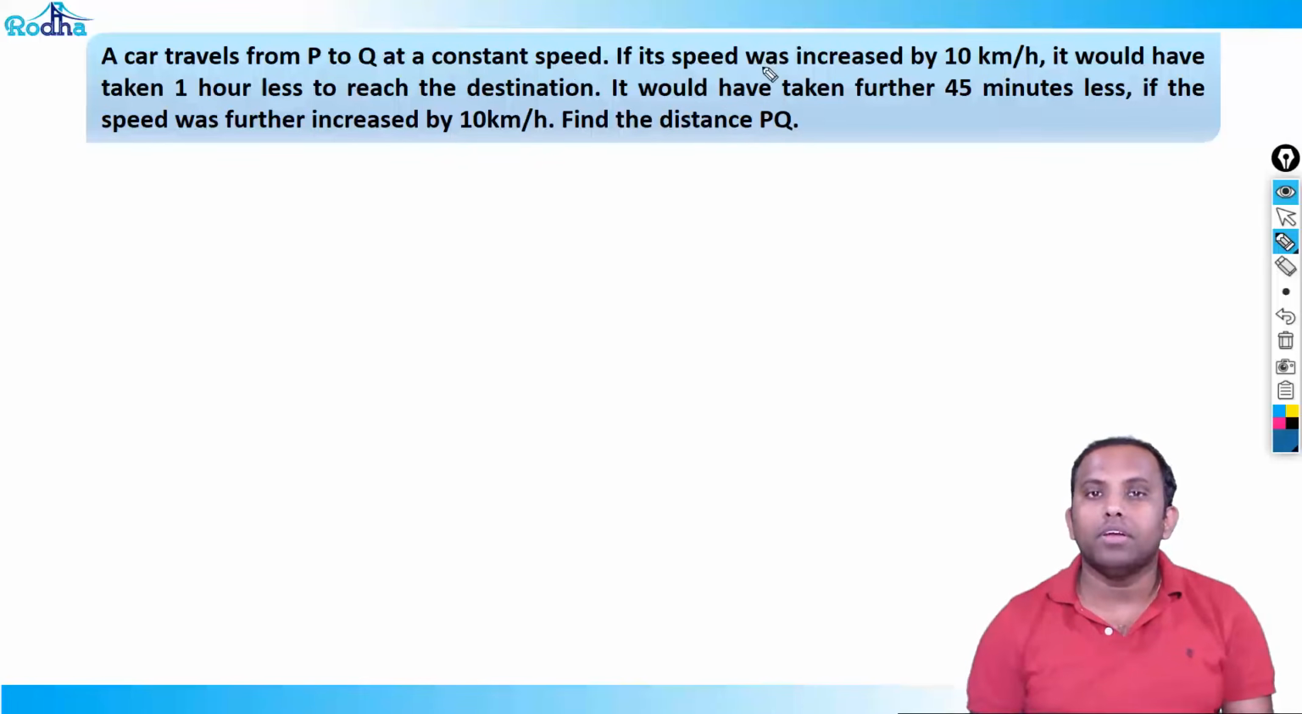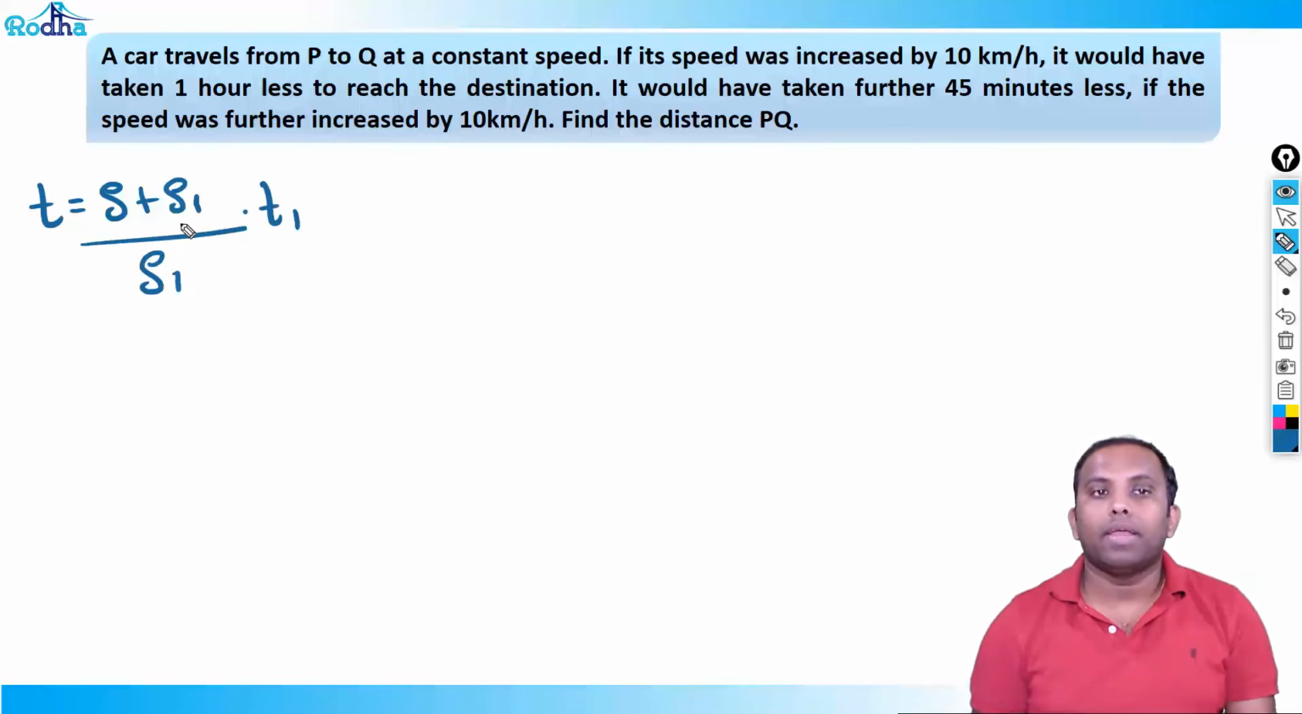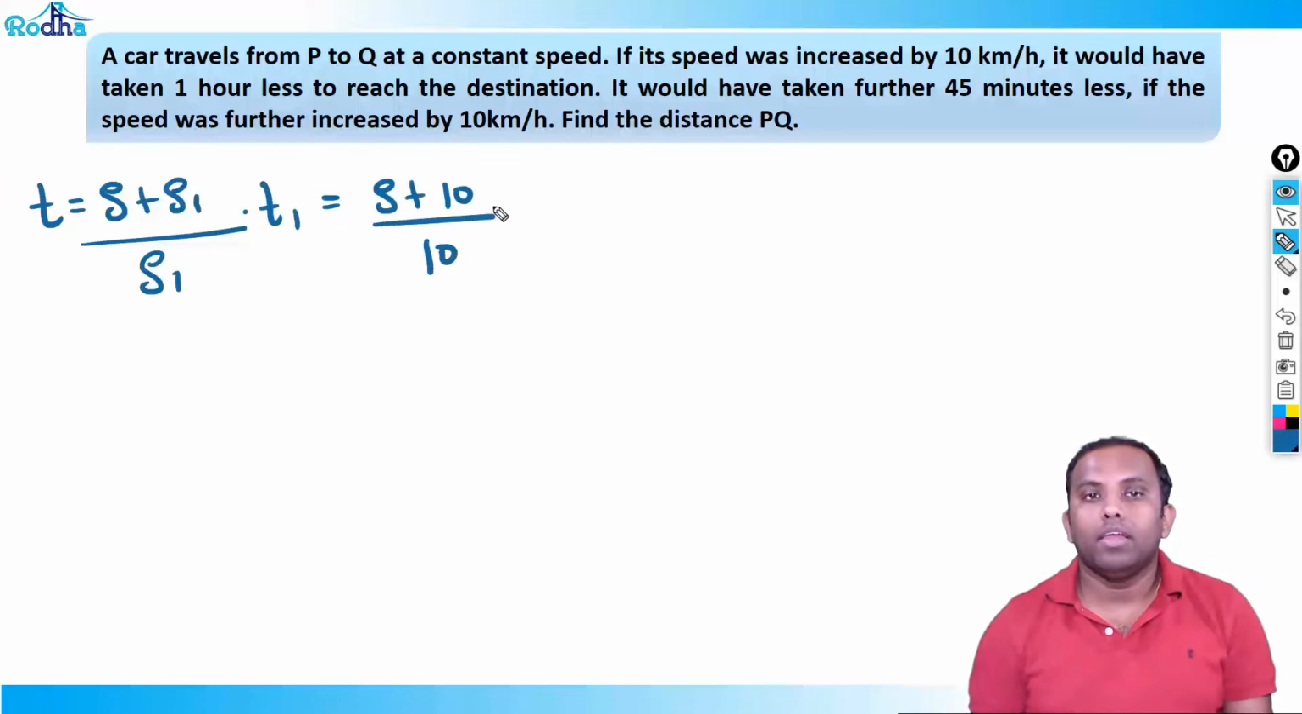Okay, so again same thing here. If speed was increased by 10, it would have taken 1 hour less to reach the destination. So time in first case, again time is what? S plus S1 upon S1 into T1, for increased speed. For decreased it is S minus S2. So time in first case is S plus 10 upon 10 into T1.